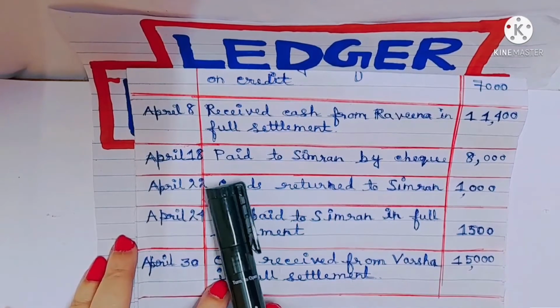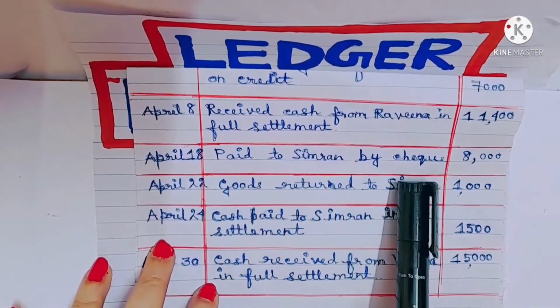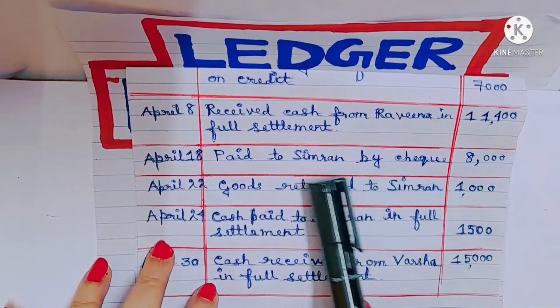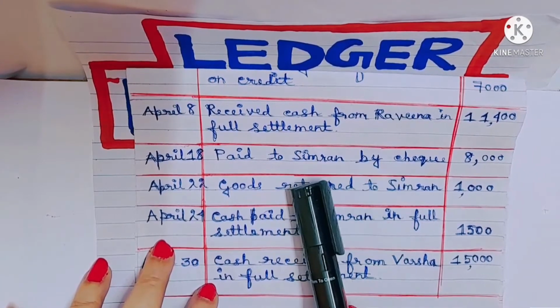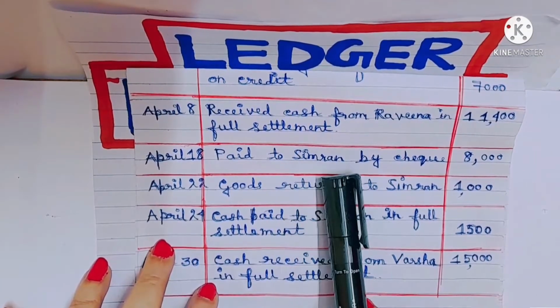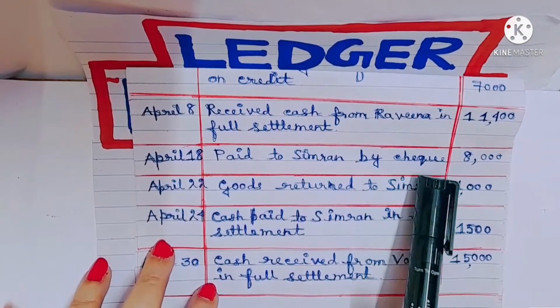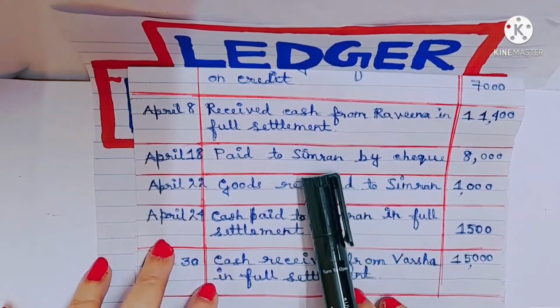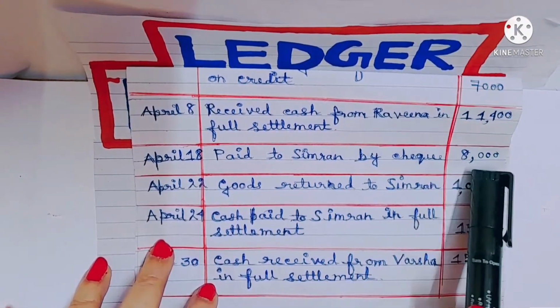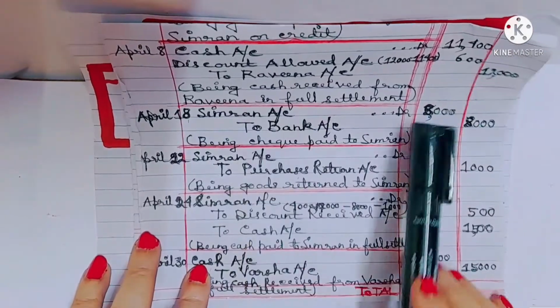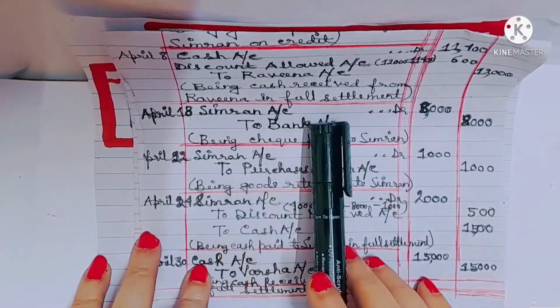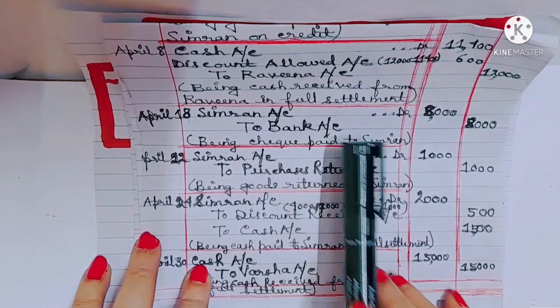See, on 18th April, paid Simran by check 8,000. So what are the two accounts? One is Simran account, another is check, which means bank. So one is Simran account, another is bank account, 8,000. Let's see. On 18th April, Simran account debit 8,000 to bank account credit 8,000.